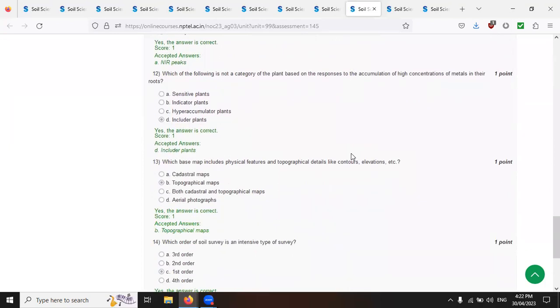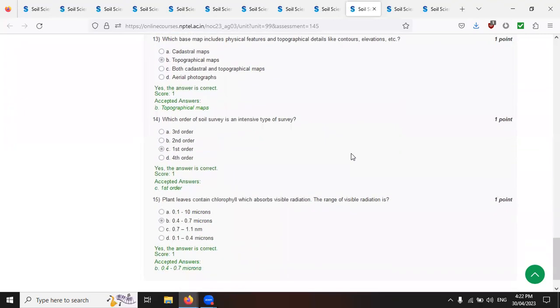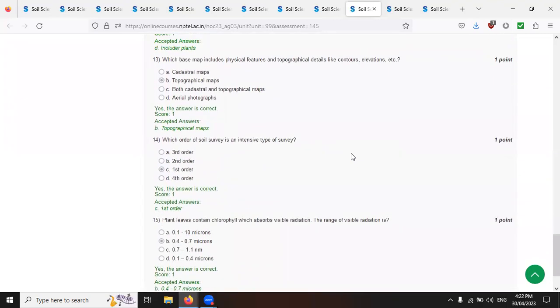Which base map includes physical features and topographical details like contours and elevations? It's a topographical map. Which order of soil survey is the most intense? First, second, third, or fourth? First, you've got to do so much.